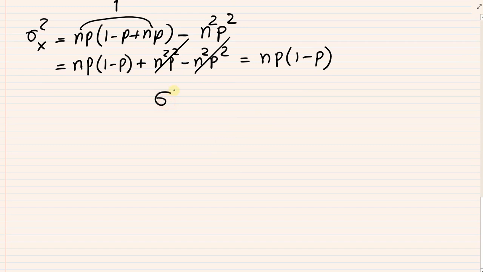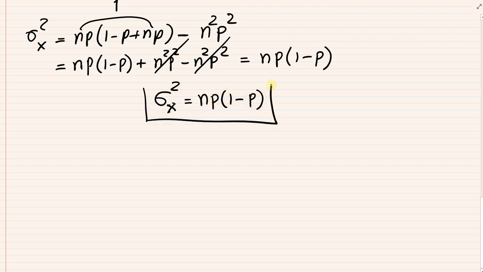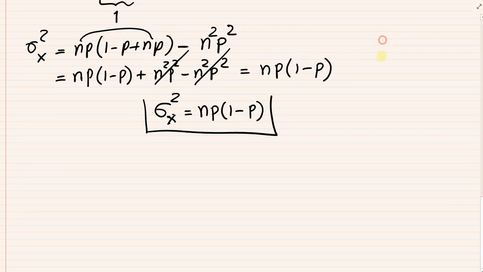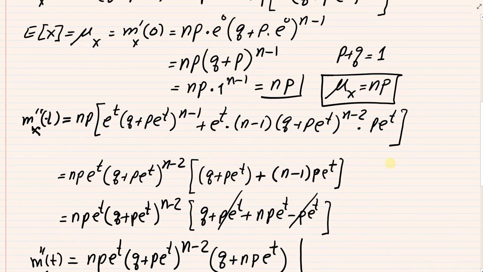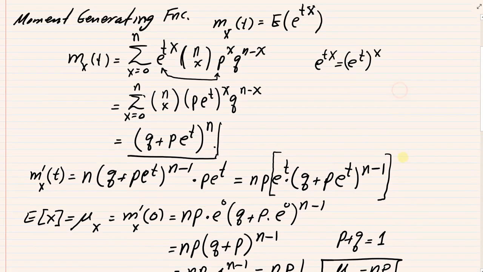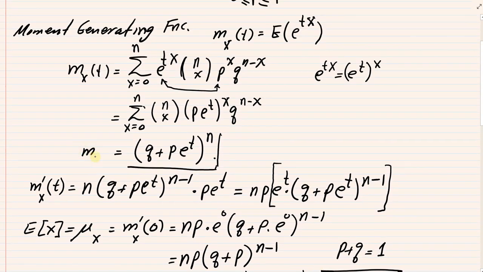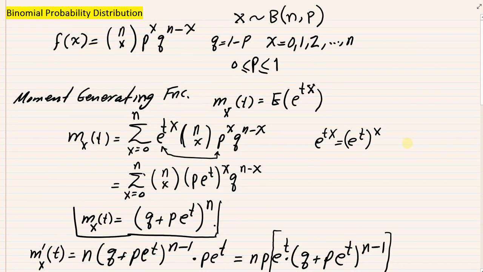Therefore, we just showed that the variance of the binomial random variable is np times 1 minus p. And that's what we wanted to show. So again, in this video, we looked at the derivation of the formula for the variance of the binomial random variable. We looked at the mean, and of course we looked at the moment generating function M x of t for the random variable x. And that concludes this video.